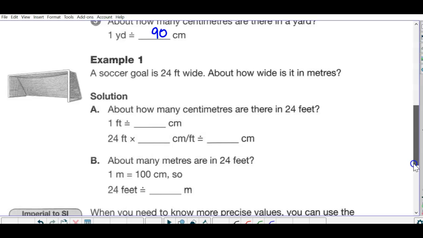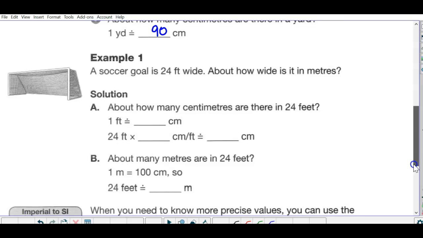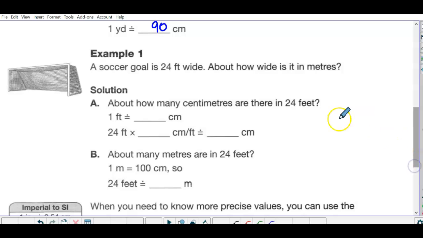Okay, so this is all just estimating. So a soccer goal is 24 feet wide. About how wide is it in meters? So solution A, about how many centimeters are there in 24 feet? So we know 1 foot, we've just said, is about 30 centimeters. So 24 feet means we would multiply 24 by 30. And again, you can do this without a calculator. You know, think about what 24 times 30 is. Sorry, 24 times 3 is. That's 72. And then you've got a 0, so 720 centimeters.